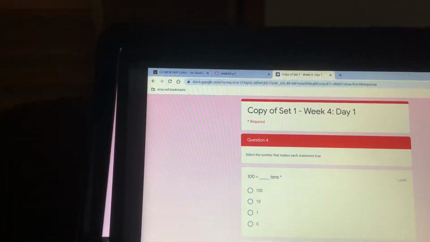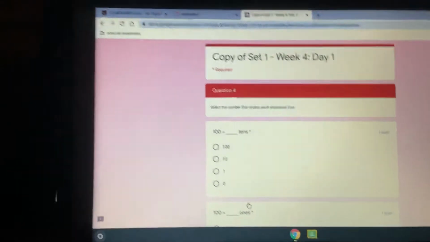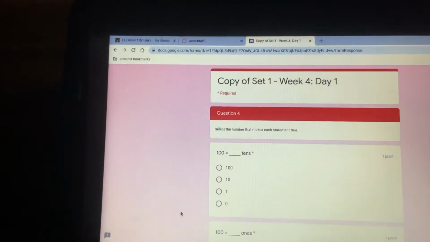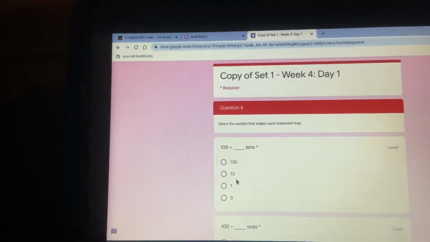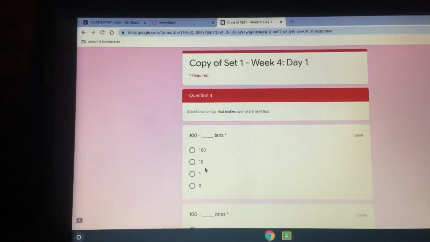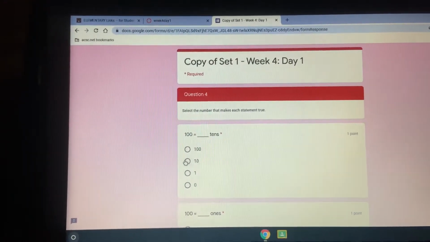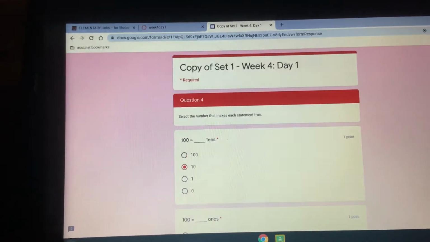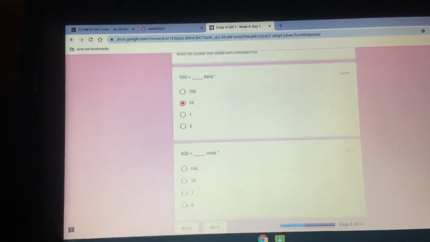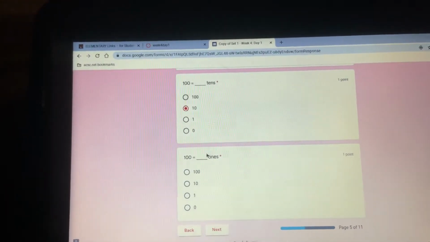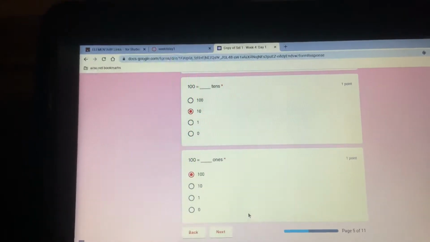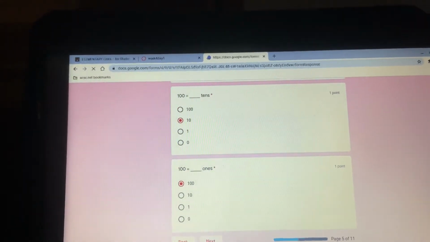Now I have some place value questions. 100 is how many tens? If I count by 10, how many do I have to count to get to 100? Right, 10. If I count by ones, how many do I have to count to get to 100? 100. And then I hit my next.